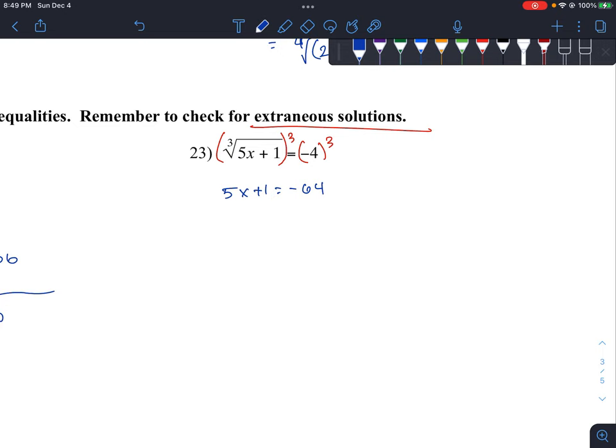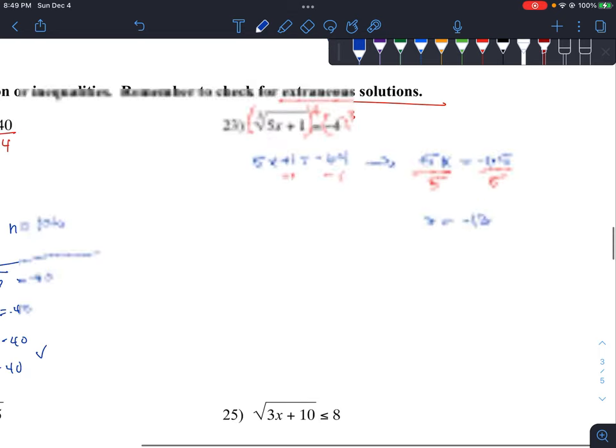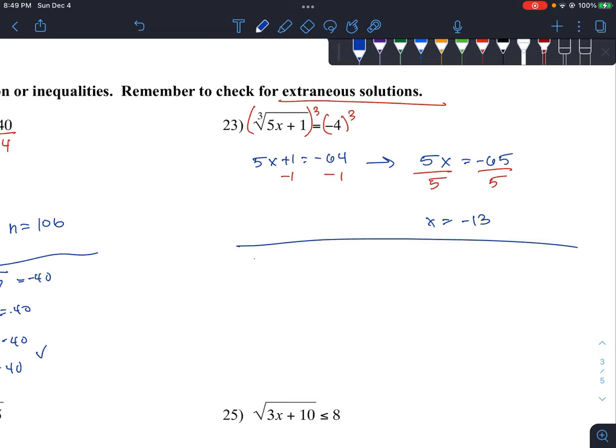And then from here, I can subtract 1. So subtract 1, subtract 1. So I get 5x is equal to -65. And then divide by 5. I get x is equal to -65 divided by 5, which is -13, so x is equal to -13, and we can do a quick check.